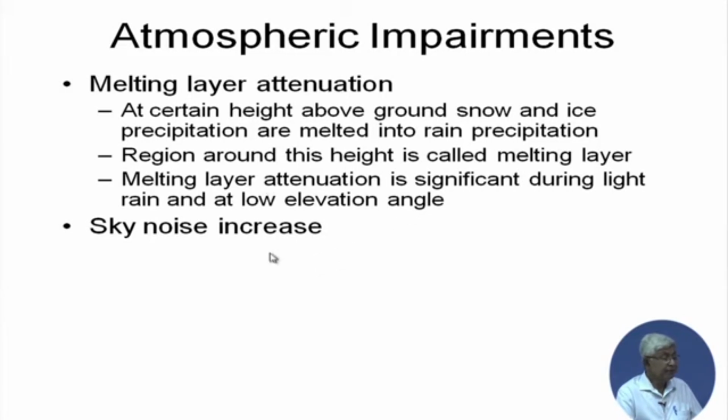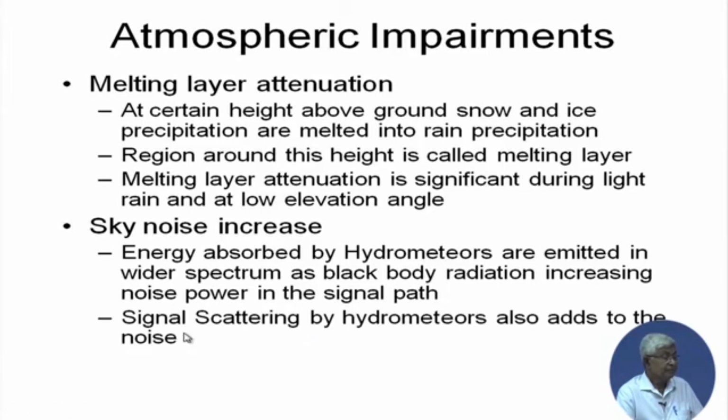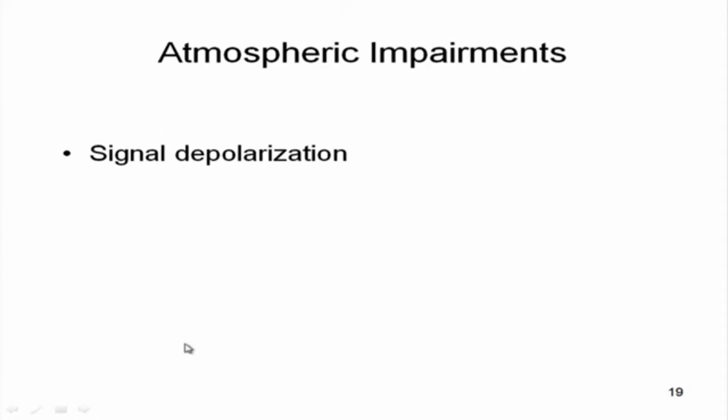Another effect is a sky noise increase. Energy absorbed by these hydrometeors is emitted in a wider spectrum as black body radiation, increasing the noise power in the signal path. So, it absorbs the energy and re-radiates it all over a big spectrum. So, it is black body radiation with an increase in noise power. And signal scattering by hydrometeors also adds to the noise. The signal scattered from other particles adds to, I can say noise, it is actually interference.